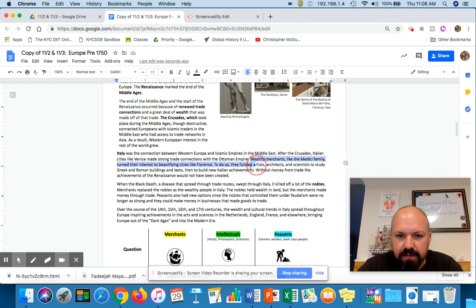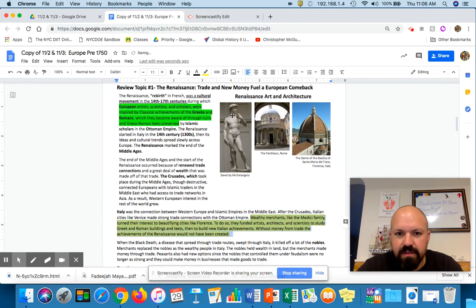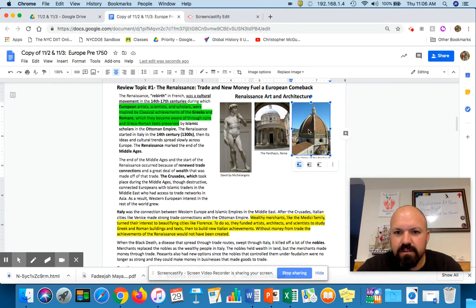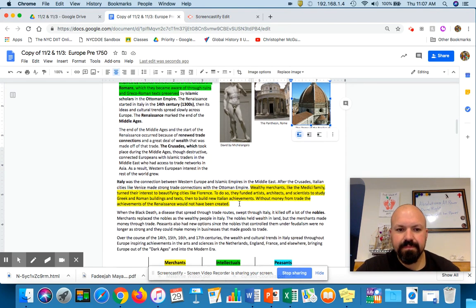So this is all yellow. And we can actually look up here too. These three things, right? The art, the architecture, Brunelleschi's dome would not have been able to happen or be created without all this influx of money from merchants and wealthy families like the Medici.